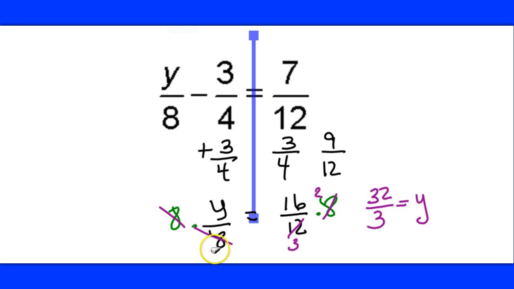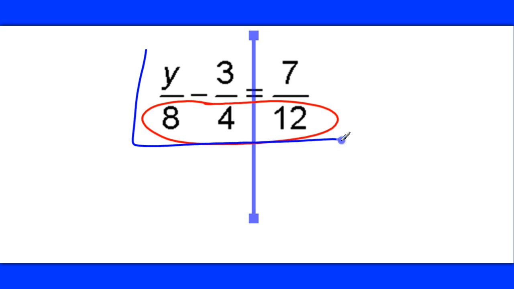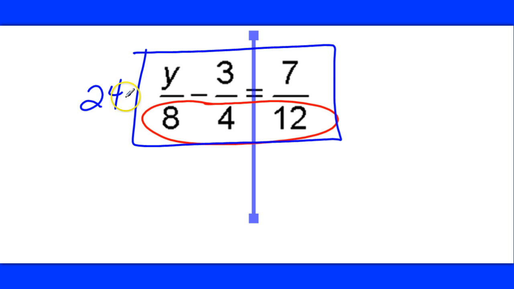Now, I have another option for you. If you do not like fractions, then my option is for you to take a look at the denominators and say, what is the common denominator between 8, 4, and 12? 24. So take this whole entire equation and multiply by 24. That means the 24 gets multiplied by the y over 8. Let's write this over here.